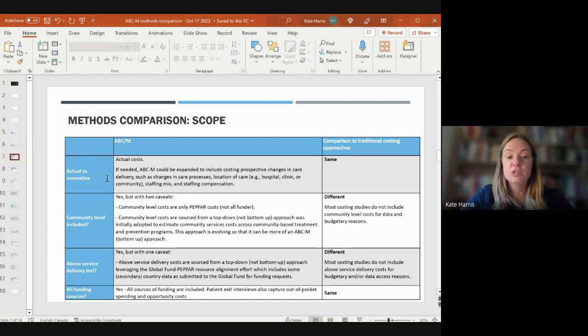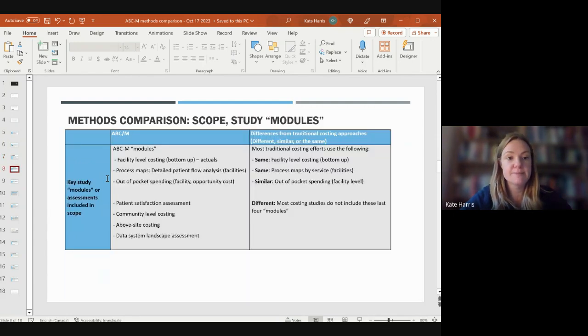These two areas are quite different from other costing methods. For most costing studies, it's something to ask about whether they are included. Most don't include the community level or the above-site level, but rather they focus on the facility level. So it's something to ask about. Activity-based costing includes all funding sources, meaning all costs are included no matter who is funding them at the community level, which is the same for other costing methods.